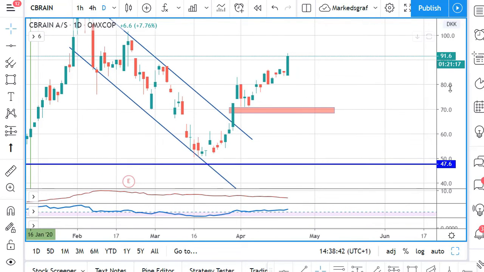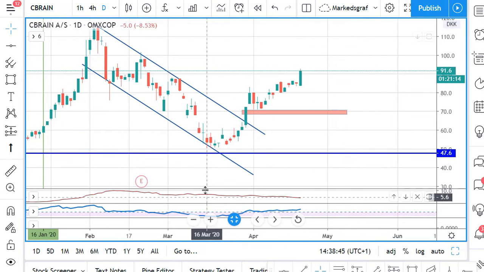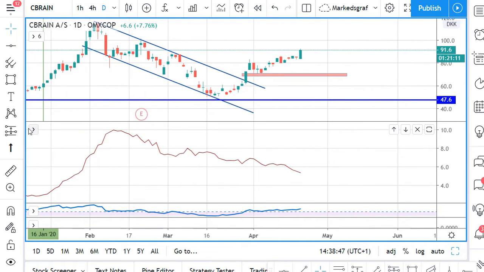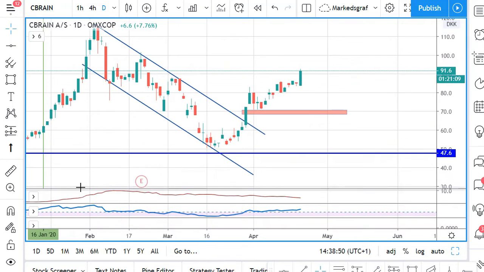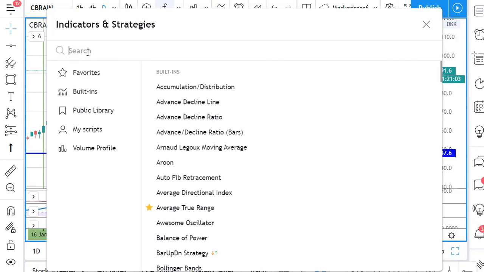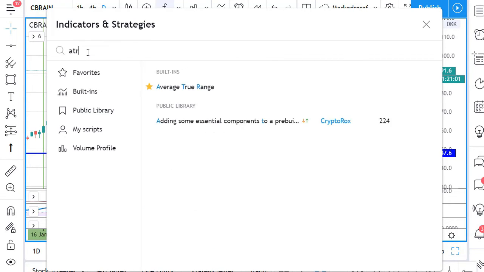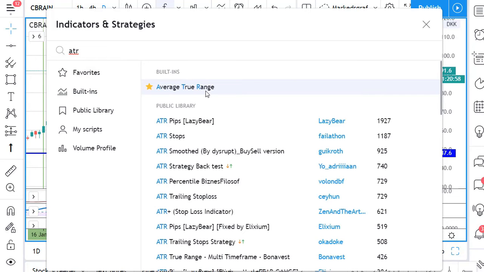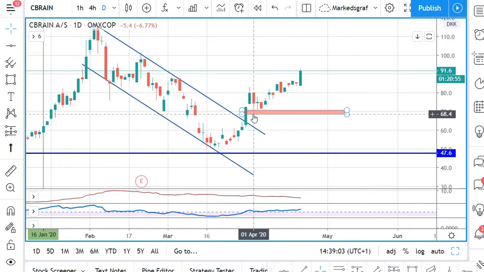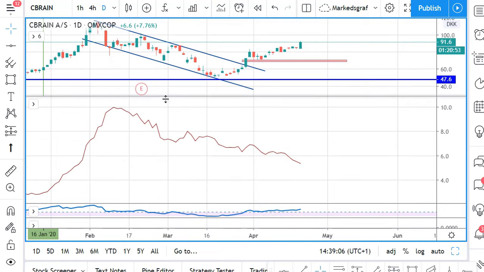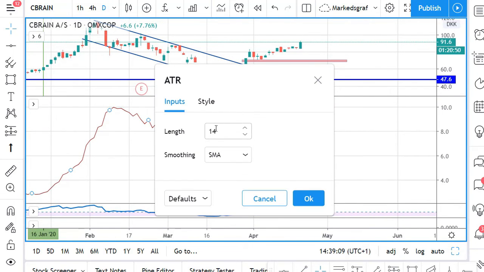We can have a look at it in Cbrain if we want to here. I just put the average true range indicator in down here, and in TradingView you just push this indicator in strategies, and if you can't find it, you just type in ATR, and it tells you average true range, and you can just push this one and it is applied to your screen here. So what we see here is that we have average true range of 14 periods. Now we are on a daily chart, so of course it is taking 14 days back, but if it was a weekly chart it would look 14 weeks back.